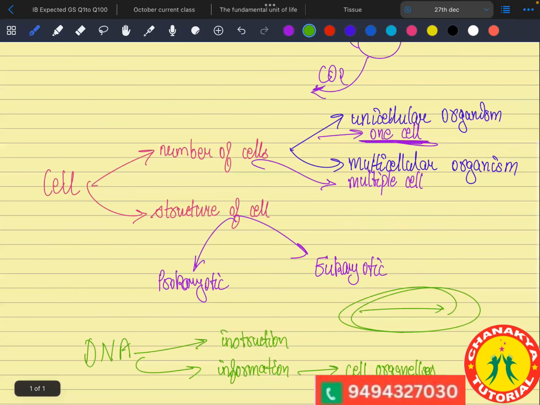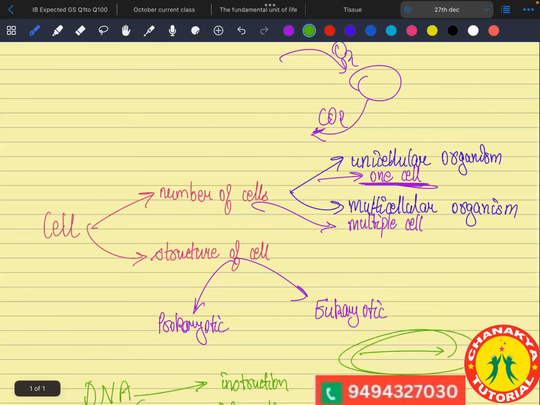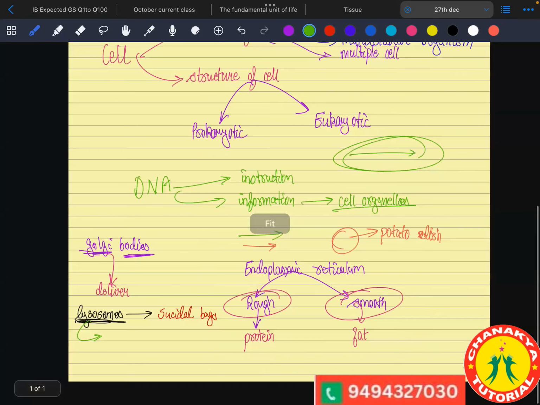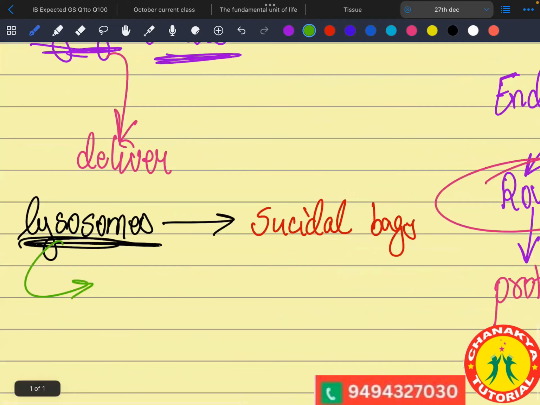Okay, are you asking or are you telling? I'm telling. Lysosomes are sac-like structures, and when they blow up, they kill themselves. That's why they are termed suicidal bombs. So we need to understand why they blow up.